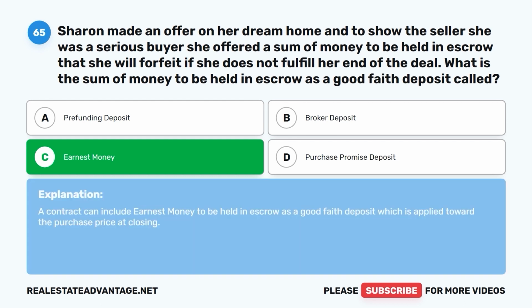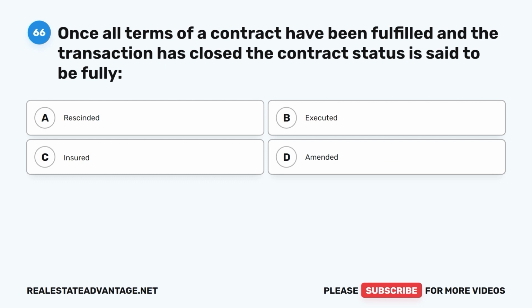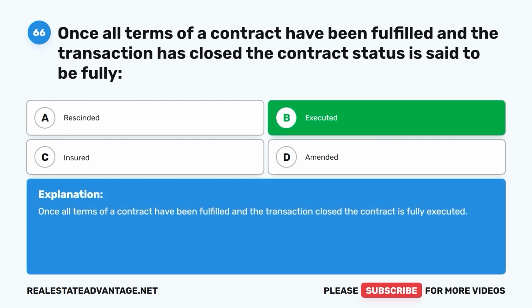Earnest money. A contract can include earnest money to be held in escrow as a good faith deposit, which is applied toward the purchase price at closing. Question 66. Once all terms of a contract have been fulfilled and the transaction has closed, the contract status is said to be fully A. Rescinded, B. Executed, C. Insured, D. Amended. The correct answer is B. Executed. Once all terms of a contract have been fulfilled and the transaction closed, the contract is fully executed.